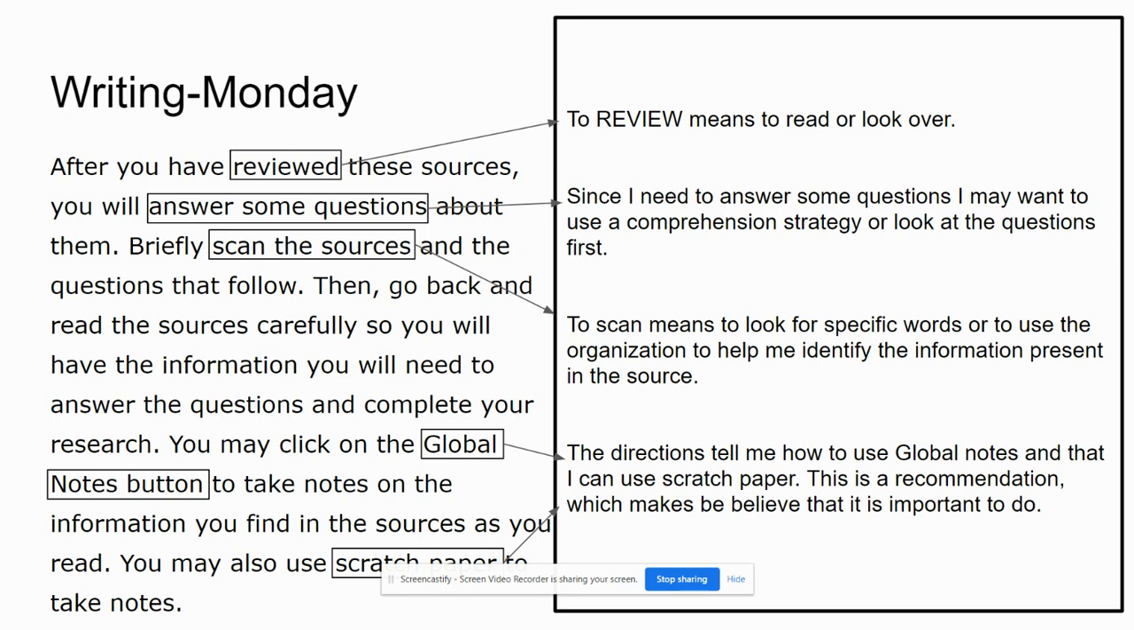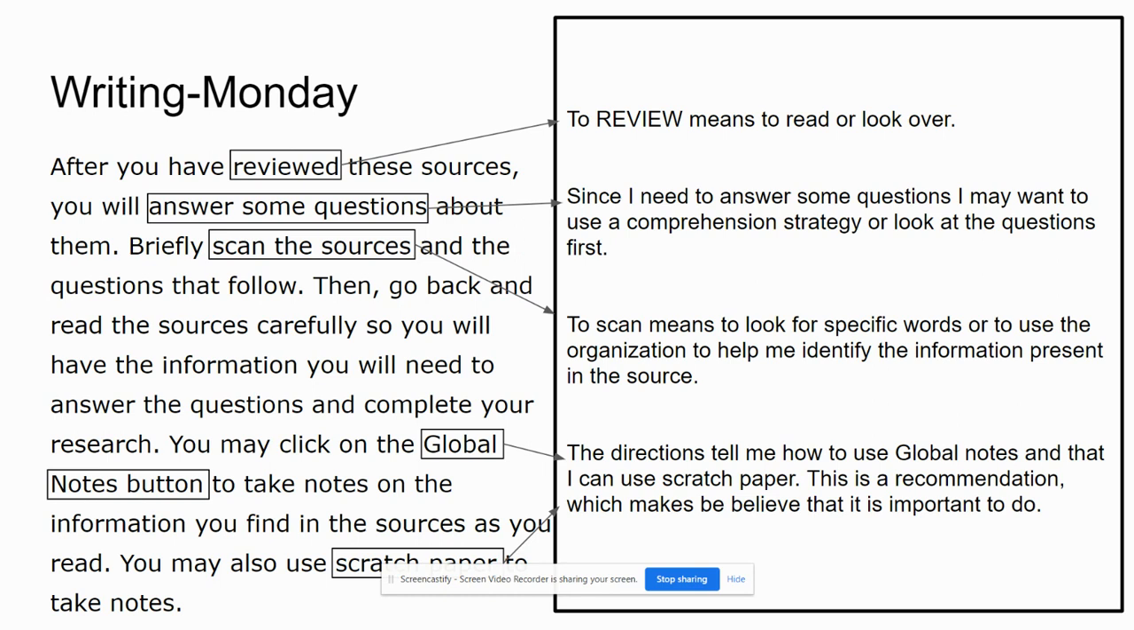And then I boxed in the words scan the sources. To scan means to look for specific words or to use the organization to help me identify the information present in the sources. Scan is just to look over quickly, and so you can read the section headings of your sources. That will help you understand what information you will find in that area.